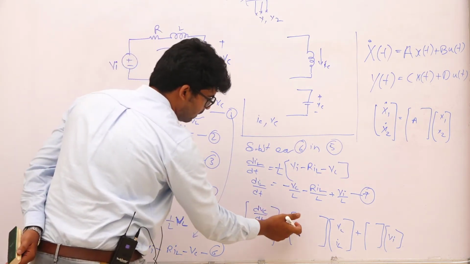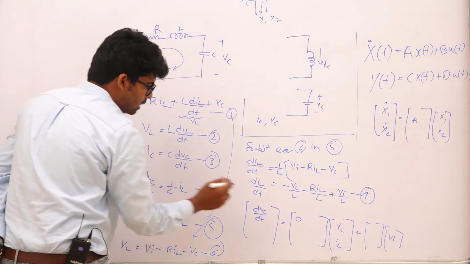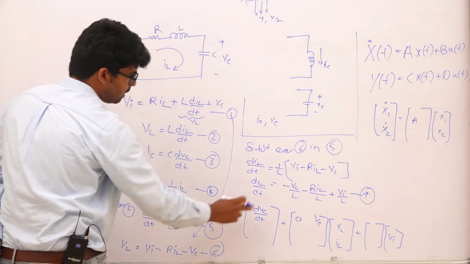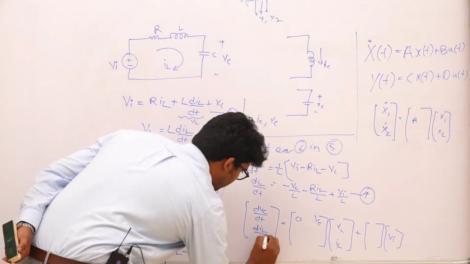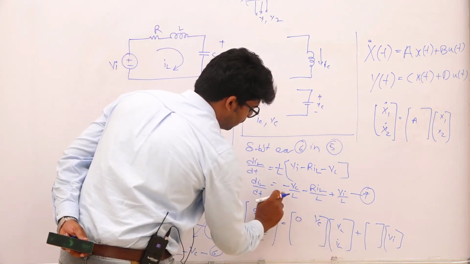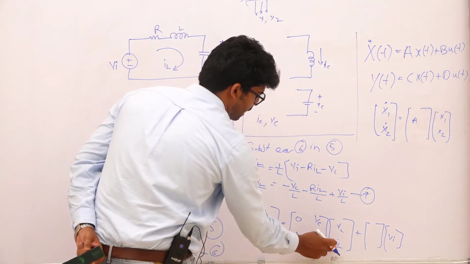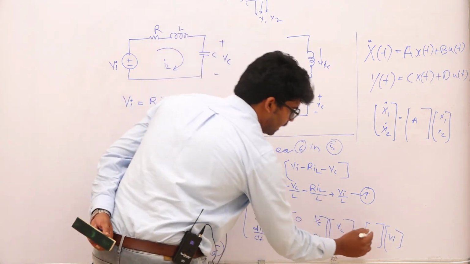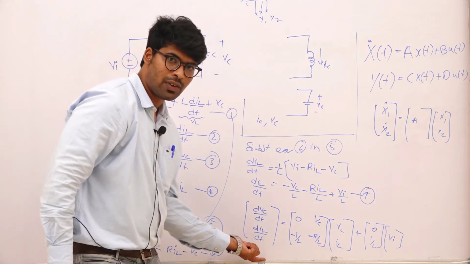How will we represent that here? So this will become 0 since this equation doesn't contain Vc. So this will come as 1 by C. And from equation 7, how will we represent dIL by dt equal to, so for Vc we have minus 1 by L, 1 by L is a coefficient, and for IL minus R by L is another coefficient, and the input coefficient will take this as 1 by L. So this is the state equation representation.